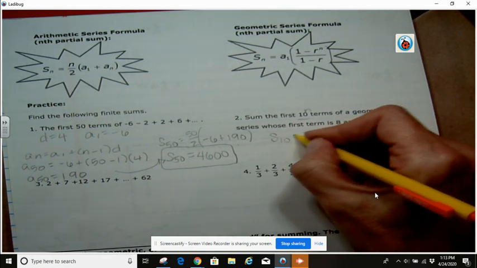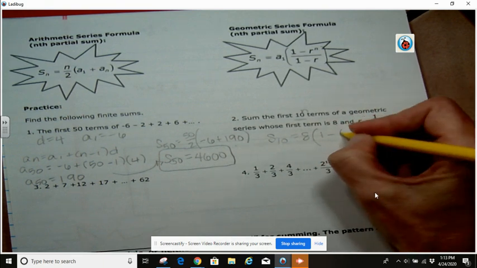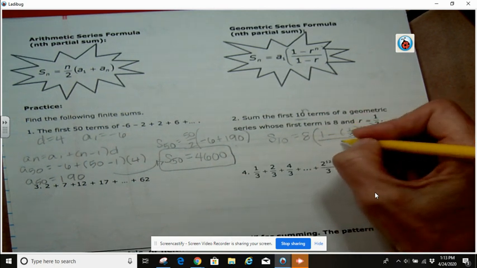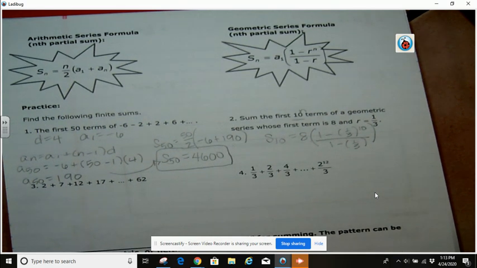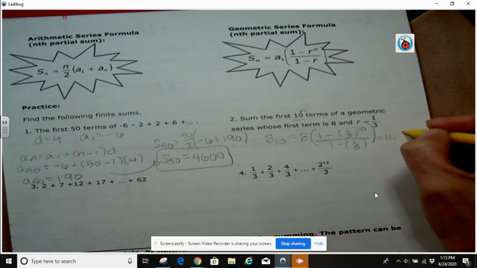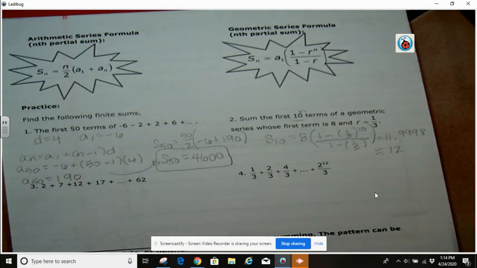I want to find the sum of the first 10 terms. If the first term is 8, r is 1/3. I'm trying to find the sum of the first 10 terms, and that's divided by 1 minus r. Just be really careful when you're putting this in the calculator. Make sure you mind your notation, because sometimes that can make the difference between getting the right answer and the wrong answer, even though you have everything plugged in correctly. So if you put this in the calculator, you get 11.9998. We're going to round that to 12. So it doesn't equal exactly 12, but it's pretty close.